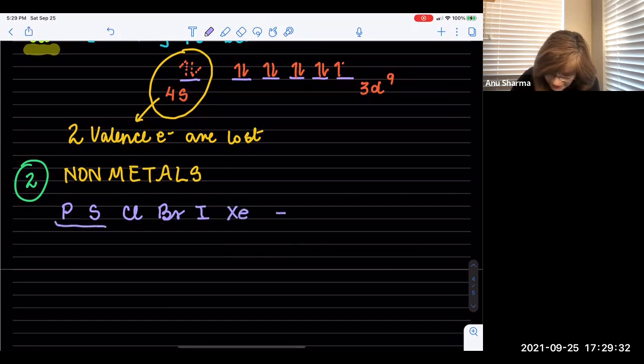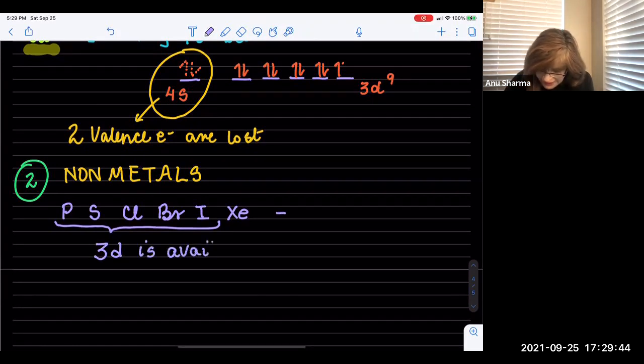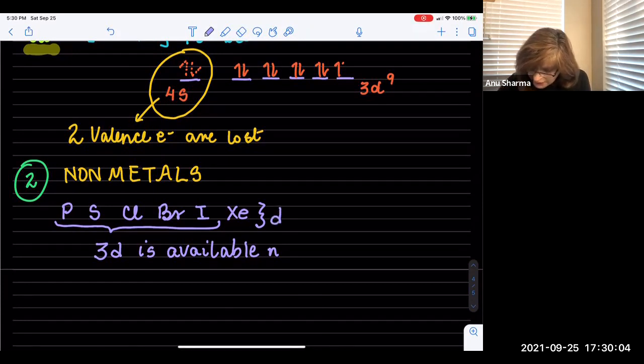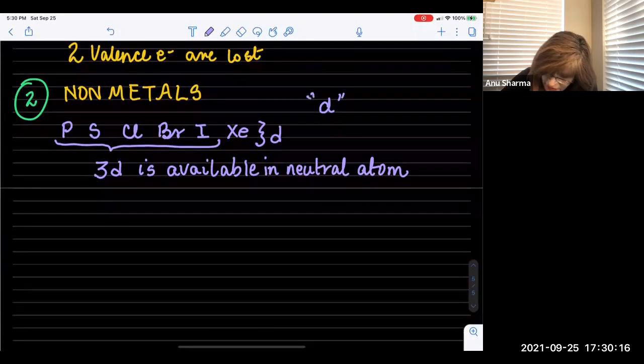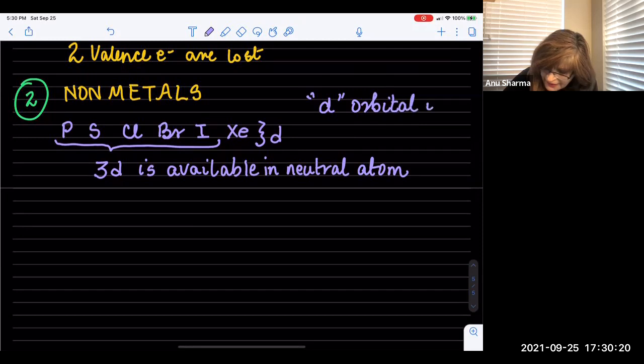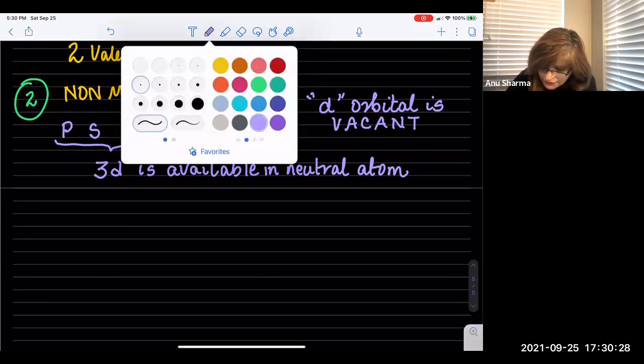These, especially, will have 3d also available to them. Although it is not used, 3d is available, and it is available for internal jumping. So 3d available means it is not in use in the neutral molecule. We have to see which of the d's it is, but d is available in neutral atoms. And so the d orbital is sitting vacant. So what happens when it's just sitting vacant? Let's look at the story with sulfur and we will go from there.